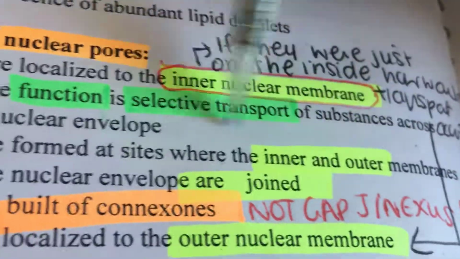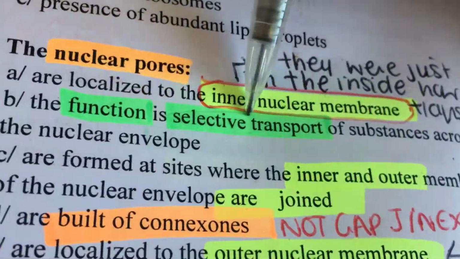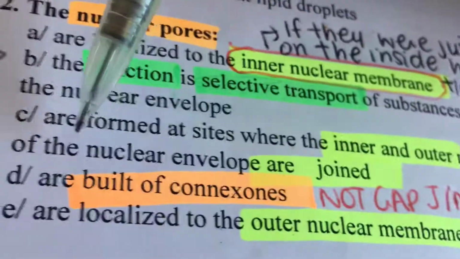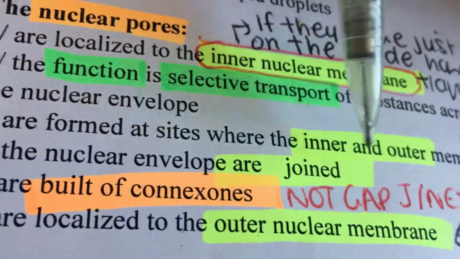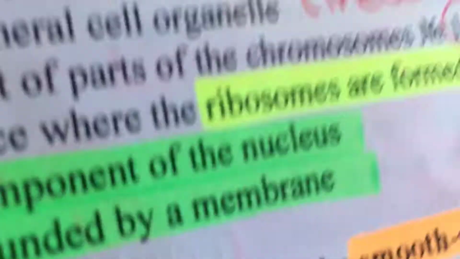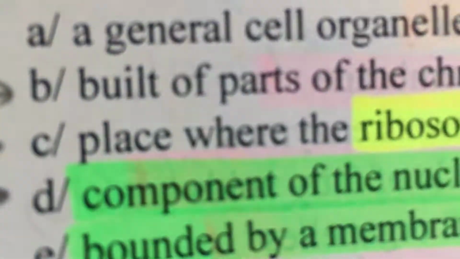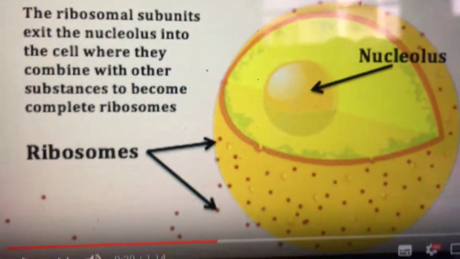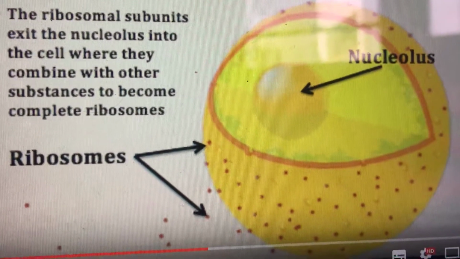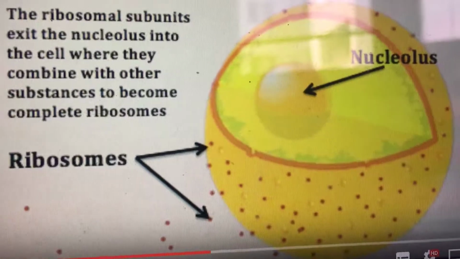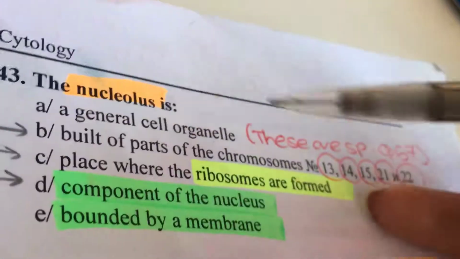Function is selective transport of substances through the nuclear envelope. Yes, it is selective. Are formed at sites where the inner and outer membranes of the nuclear envelope are joined? Yes. Are built of connexones? No, because nuclear pores are not gap junctions. So it's just two correct here. The nucleolus. Here's the nucleolus. The nucleolus is found within the nucleus, and the ribosomal subunits exit the nucleolus into the cell where they combine with other substances to become complete ribosomes. So, nucleolus is where ribosomes are stored and where they come out from.